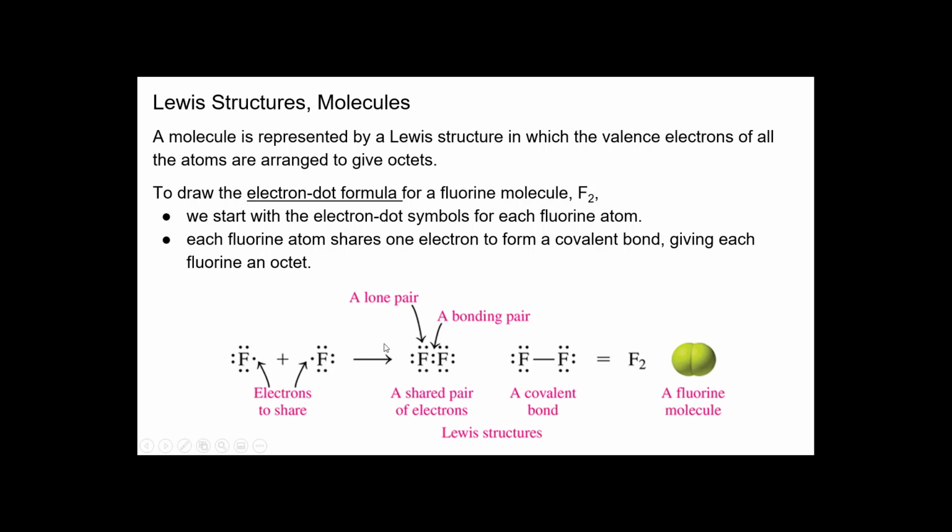So they start out separate. You bring them together, and if you count 2, 4, 6, 8, 2, 4, 6, 8, these both have octets around them. And the electrons that are shared, we draw a bond, and then these have lone pairs. So the covalent bond is here, and each fluorine has 3 pairs of lone pairs. Again, the lone pairs might be drawn, they might not be drawn, but you have to know that they're there. And F2 gives you no indication that there are lone pairs around this. And this is what the fluorine molecule would look like.